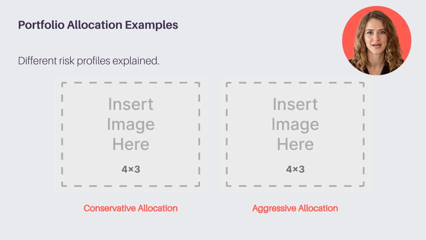Example portfolio allocations cater to different risk profiles. Conservative investors might allocate 60% to liquid funds, 30% to corporate bonds, and 10% to large cap equities. Moderate investors could choose 40% large cap, 30% aggressive hybrid, and 30% short term debt. Aggressive investors may opt for 50% mid small cap, 30% large cap, and 20% international funds.